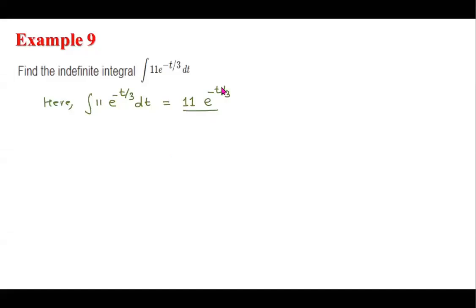But the power of e is a linear function, negative t over 3. So as we are integrating, we have to use the reverse chain rule. That means we have to divide by the derivative of negative t over 3. The derivative of negative t over 3 with respect to t is negative 1/3. Then plus c. Now if we simplify this, 11 divided by negative 1/3 is negative 33. So negative 33 e raised to negative t over 3 plus c is the antiderivative of the given function. And we used the reverse chain rule to determine the antiderivative of e to the negative t over 3.